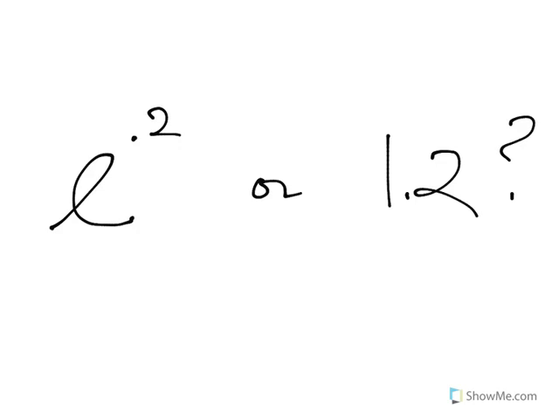An interesting question is, what's bigger, e to the 0.2 or 1.2? Seems like a question that you really can't answer, but I know which one's bigger, and I'll tell you why.